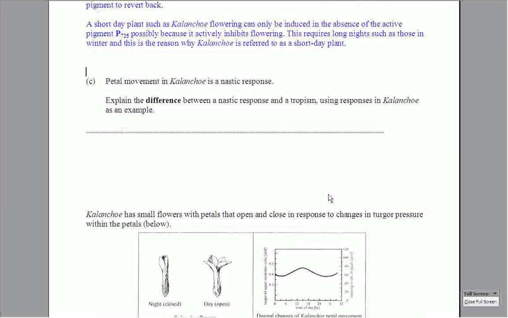Alright, C. Petal movement in kalanchoe is a nastic response. Explain the difference between a nastic response and a tropism using responses in kalanchoe as your example. Alright, so what is the difference between a nastic response and a tropism? Okay, well, a tropism is a directional response to a directional stimulus, and it's usually a slower growth response, whereas a nastic response is a much faster, non-directional, usually it's a movement.